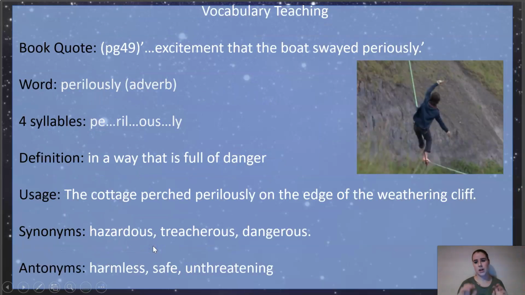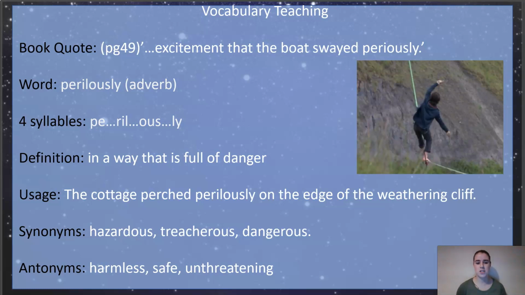Okay, so to start off with some of our vocabulary, if you have a look on page 49 in the page in front of you, there's a sentence, excitement that the boat swayed perilously. So we're going to be looking at the word perilously today. It's an adverb, so it's describing how someone does something. That's 4 syllables, perilously, perilously. And it's an adverb that we use to describe that something is done in a very dangerous way. So something that's full of danger, potential for something to go wrong.